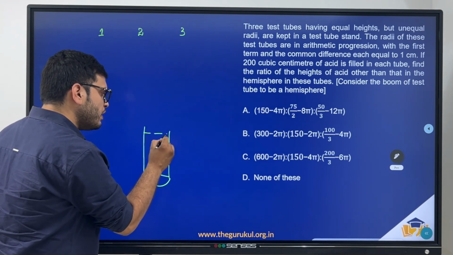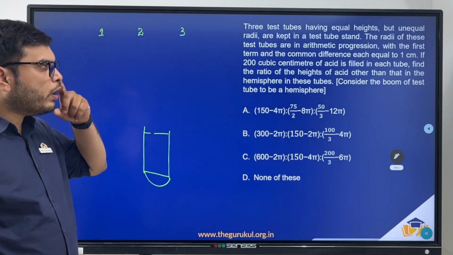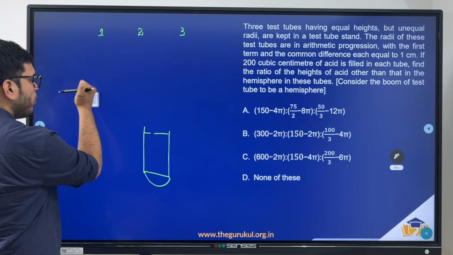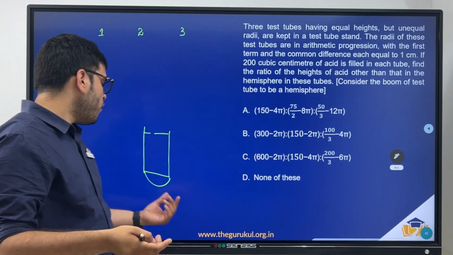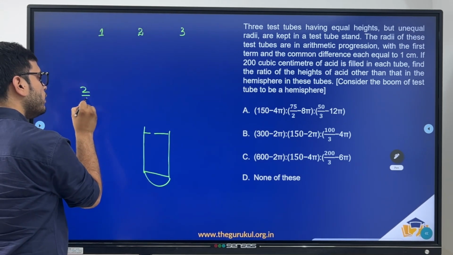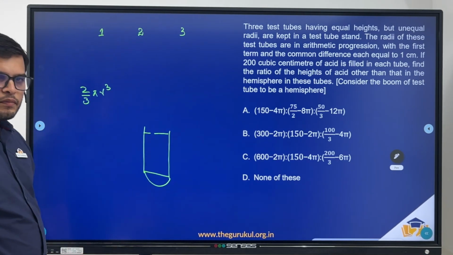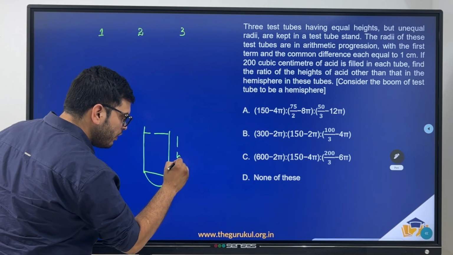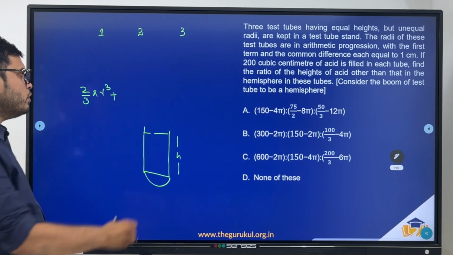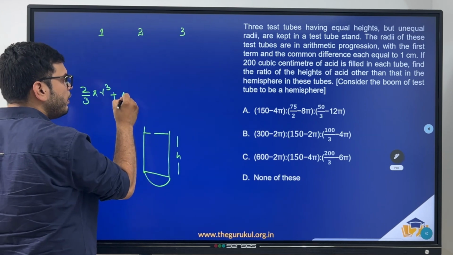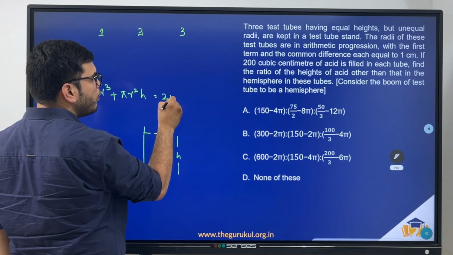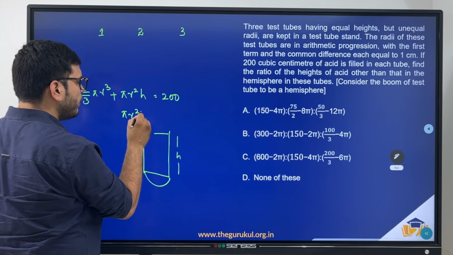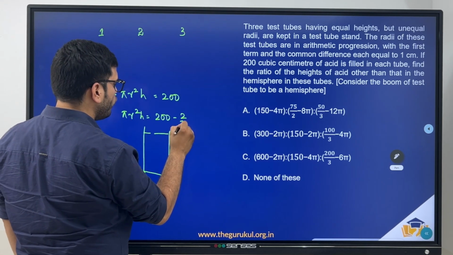Now it is mentioned that each test tube was filled with 200 cubic centimeters of acid. Now what will be the volume? Volume of a sphere is 4 by 3 pi r cube, so the volume of the hemisphere would be 2 by 3 pi r cube, right? Then plus, considering the cylinder part, if this is filled for a height h, then the volume of the liquid in the cylindrical part would be pi r square h. Now this should be equal to 200, or pi r square h is equal to 200 minus 2 by 3 pi r cube.